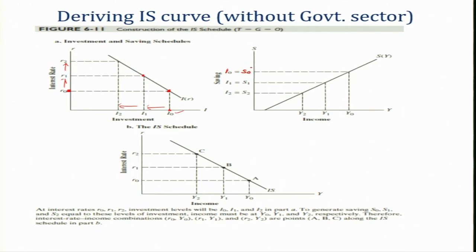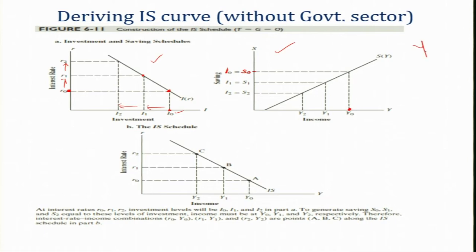So look at the second diagram, this one. On the y-axis we are putting saving, and on the x-axis we are putting Y. We are already familiar that saving is a function of income, there is a positive relationship. In the first case, when the rate of interest is R0, you can see that I0 is the investment. So in order to generate this much I0 investment, we need S0 saving.